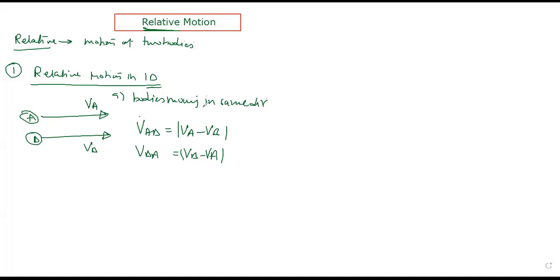So when two bodies are moving in the same direction, what is the relative velocity? It is the difference of them. The difference of their velocities is called your relative velocity, correct? You can just write the magnitude of the velocity of body A minus body B. This is called your relative velocity, okay?